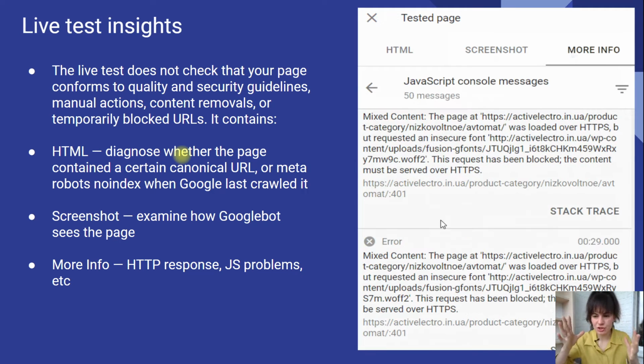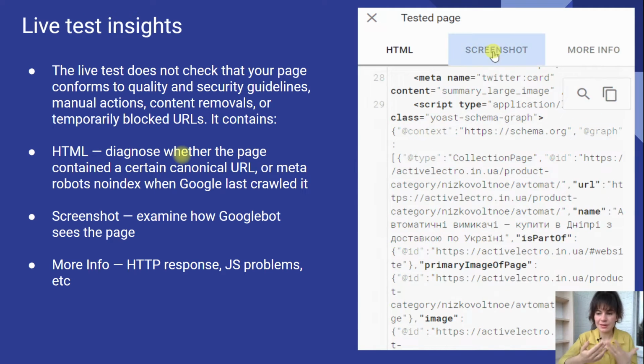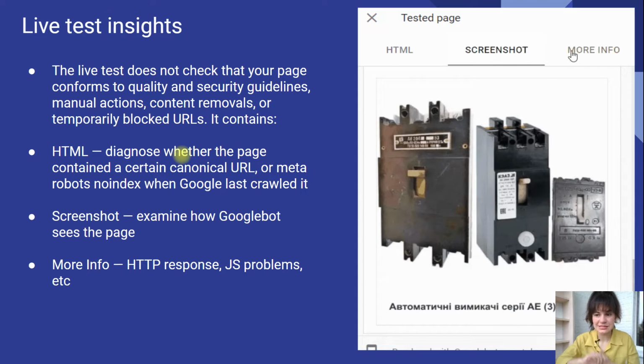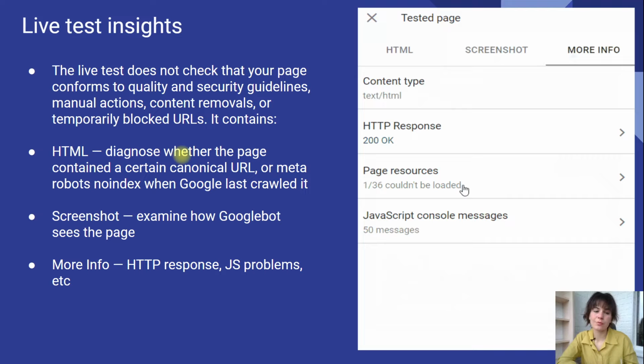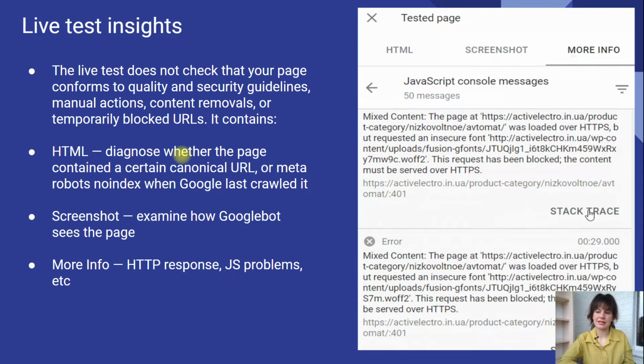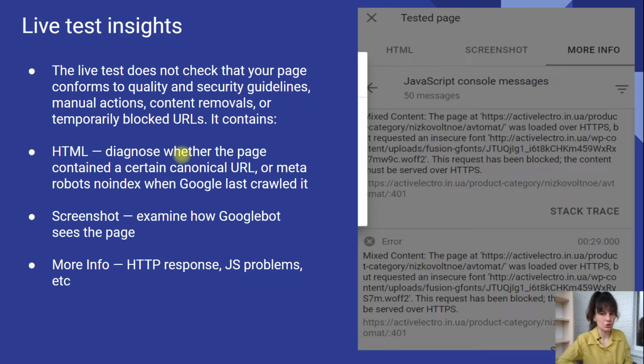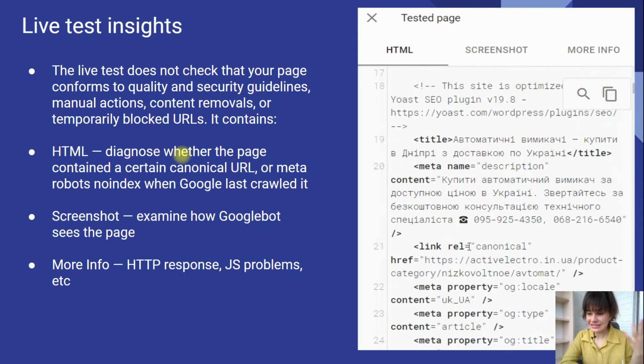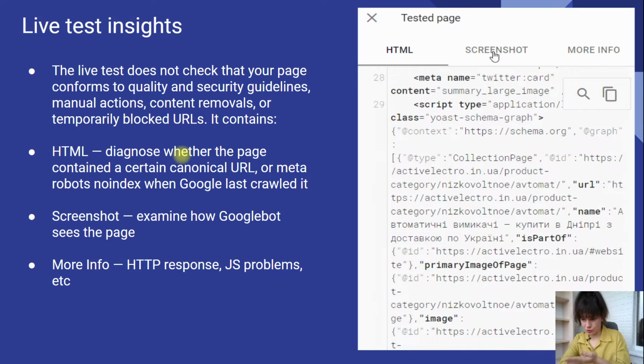It contains a screenshot, and it could give you some meaningful insights on whether, for instance, some JavaScript elements weren't crawled during Googlebot's visit, and which HTTP response and JavaScript problems it has. So it's always a good practice to look through this report and understand that Google sees your page the same way that users do.